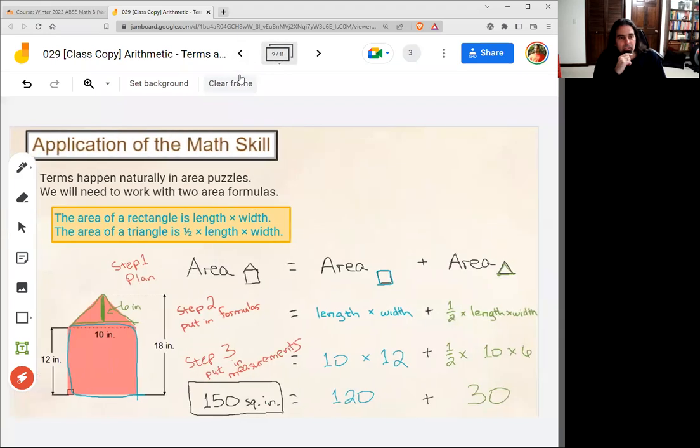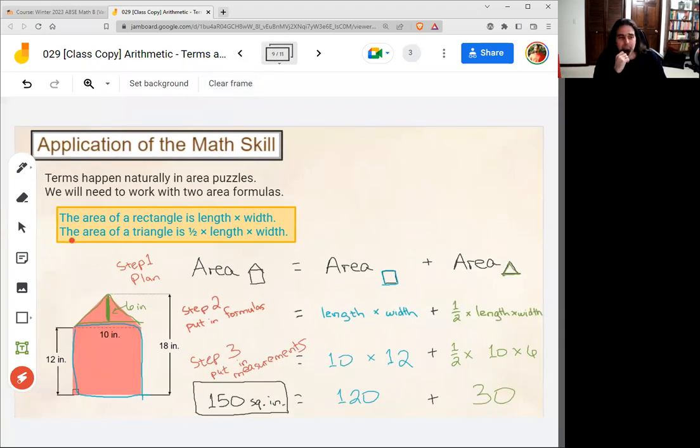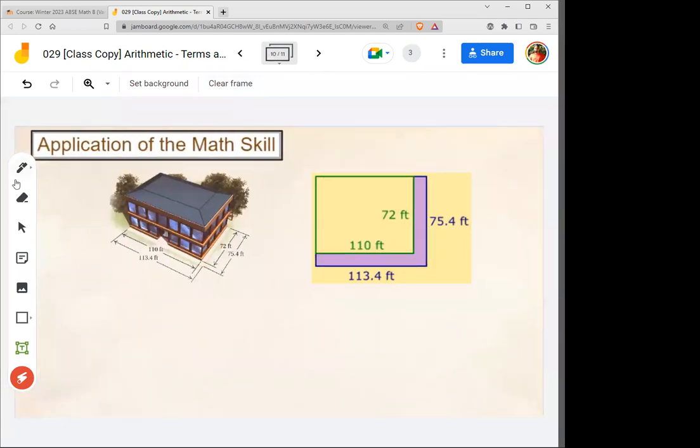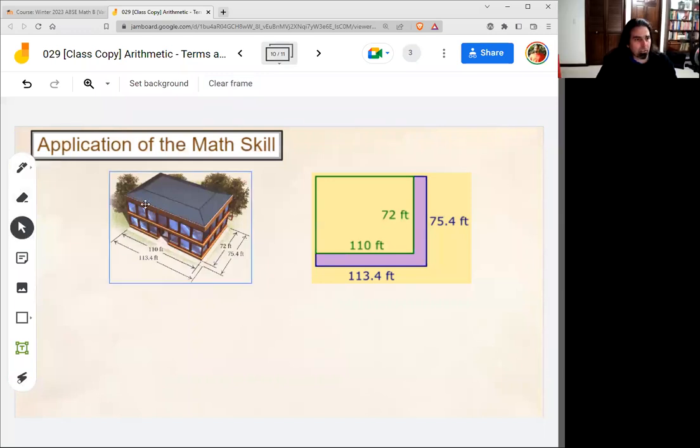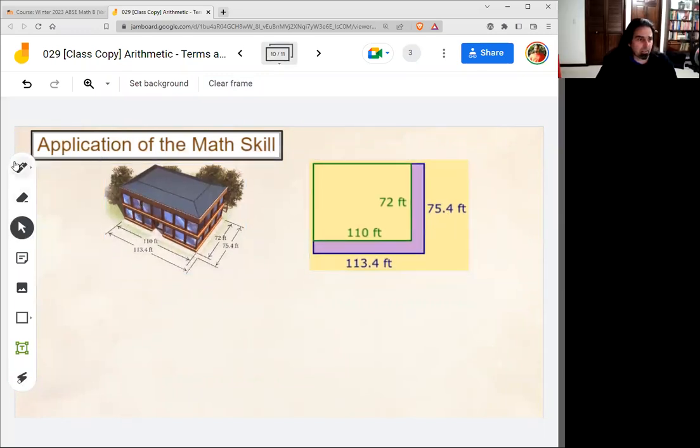Do you want to solve this one together? Should we do it again? Yeah, okay. So I'll write in my steps. I'm going to move these up a little so they're not in my way. And I was using red. So we have plan, measurements. No, not measurements, formulas. Measurements, and then get the answer.